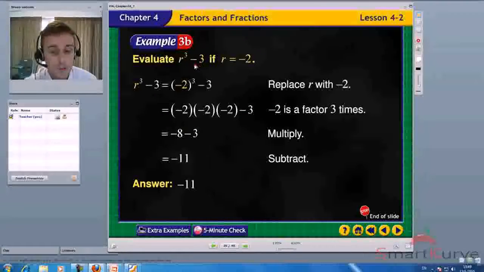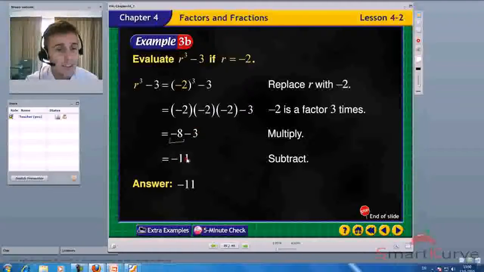Evaluate r cubed minus 3 if r equals negative 2. Substitute this negative 2 in for r. So now it's negative 2 cubed minus 3. Negative 2 times negative 2 times negative 2 is negative 8, minus 3 is negative 11. So the answer is negative 11. We just replaced r with negative 2, and negative 2 is a factor 3 times.